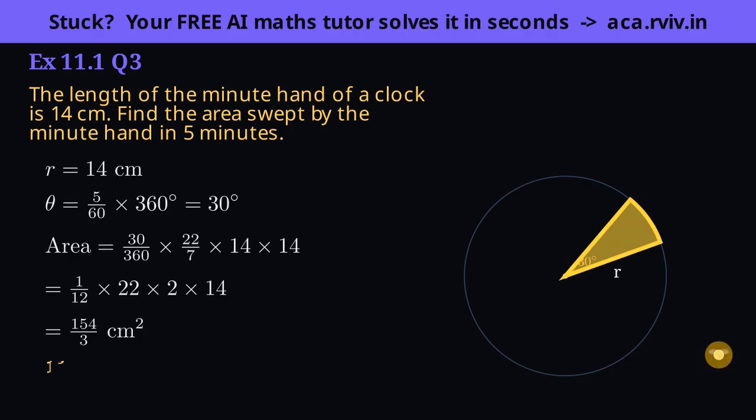The trick to spot every time: a clock, a wiper, a searchlight, any hand or beam turning about a fixed point is a hidden sector. Convert the time or the spread into an angle, and from there it's the same routine formula.